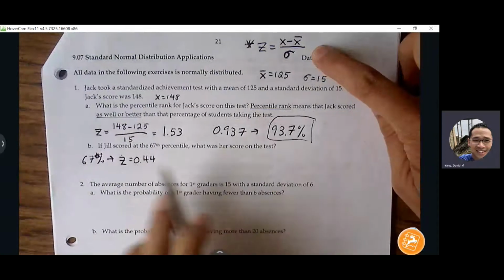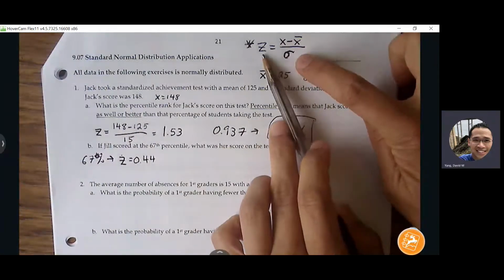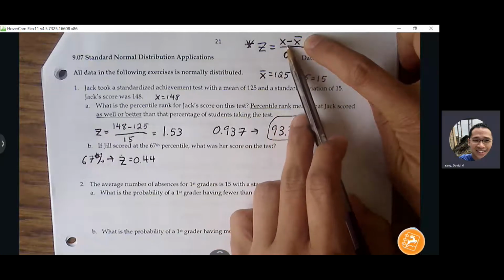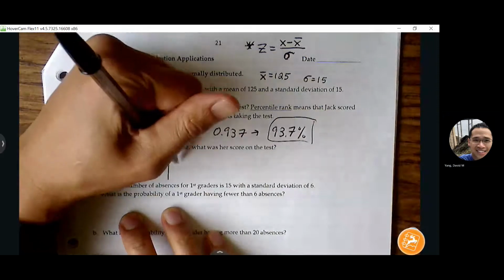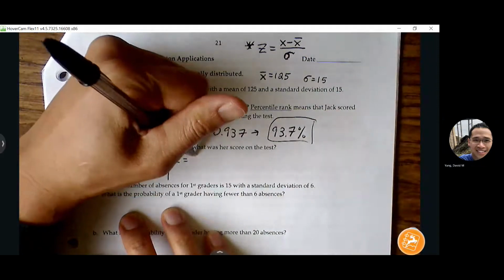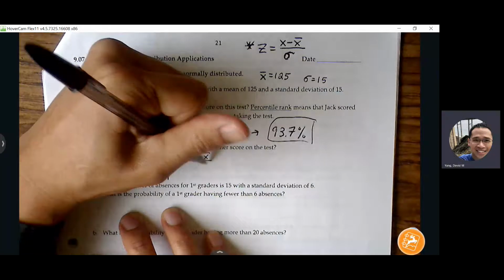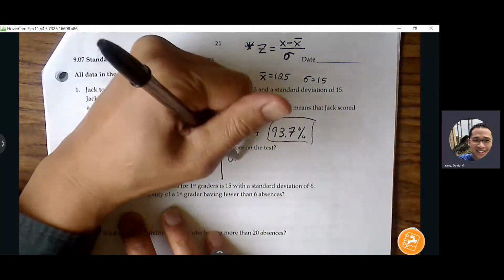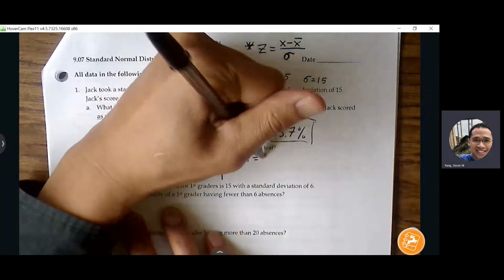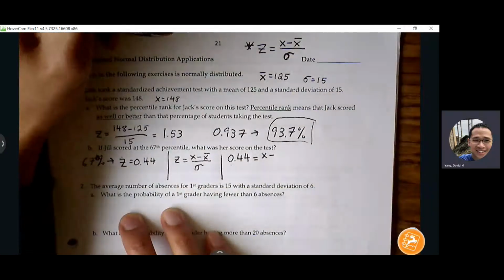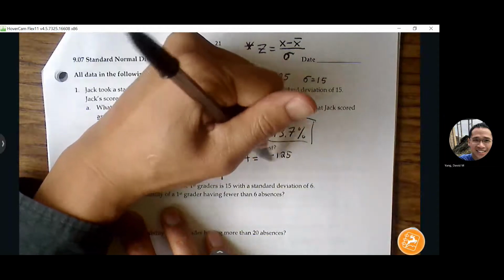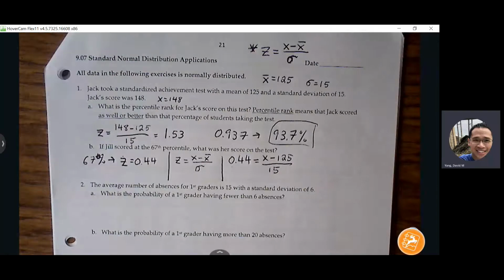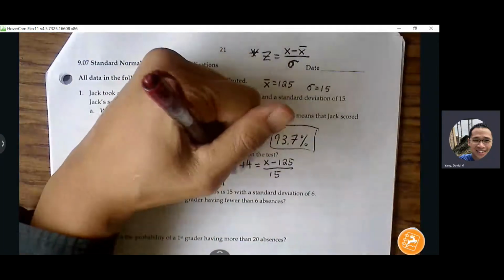And then we can work backwards to figure out what her score is. Because now we know the z-score, we know the mean, we know the standard deviation. We're just having to work backwards, solve for it. Okay, so 0.44 is equal to x minus x bar over 15. If it helps, you may want to put that over 1 so you can see that if I just cross multiply, I can solve for x.